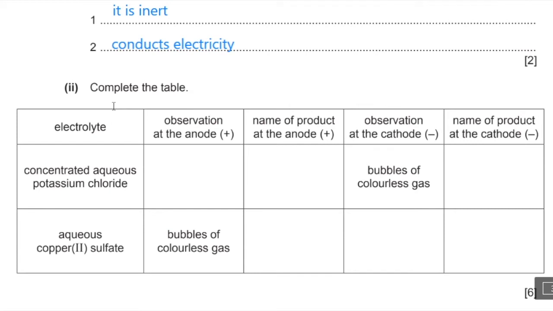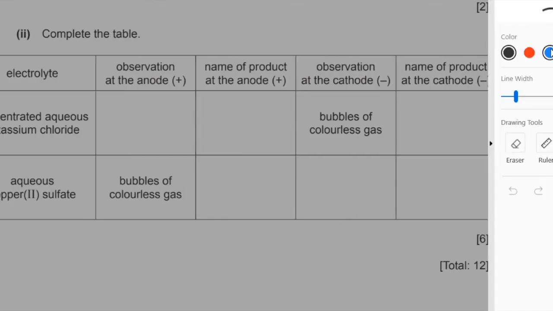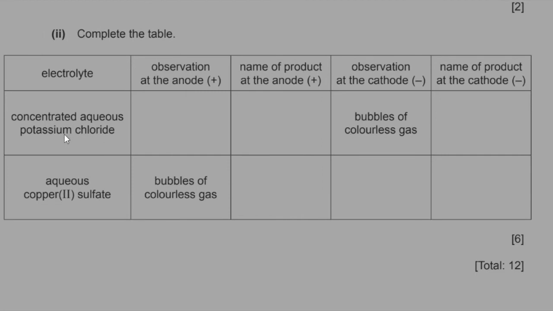To complete the table, we have the first electrolyte as concentrated aqueous sodium chloride. So it suggests you write down the ions that are going to form in this electrolyte. Since this is a concentrated solution, we'd have the hydrogen and hydroxide ions from water, and then the compound itself, which gives sodium and chloride ions. So hydrogen and sodium ions are the positive ions, and chloride and hydroxide ions are the negative ions.